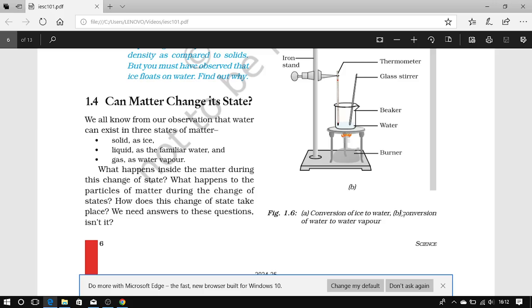How does this change of state take place? It means, like, one stays in solid, so we will convert it to liquid, and we will convert liquid to gas. So this is the type of all your answers.